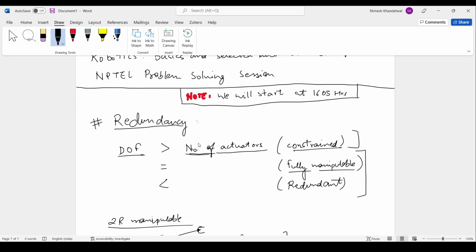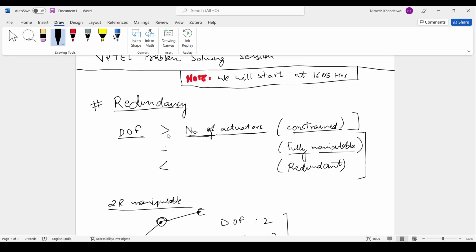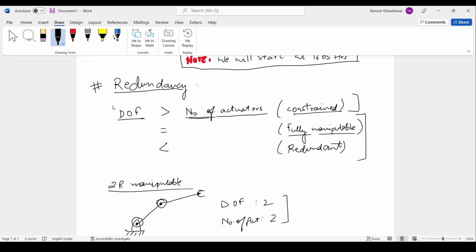So the first part is what redundancy actually is. You know that there are two terms: one is the degree of freedom of the robot and the other is the number of actuators present. Whenever the degree of freedom is more than the number of actuators, it is an over-constrained case, and there is no solution. Whenever the degree of freedom is equal to the number of actuators, it is called fully constrained, and this case has a unique solution.